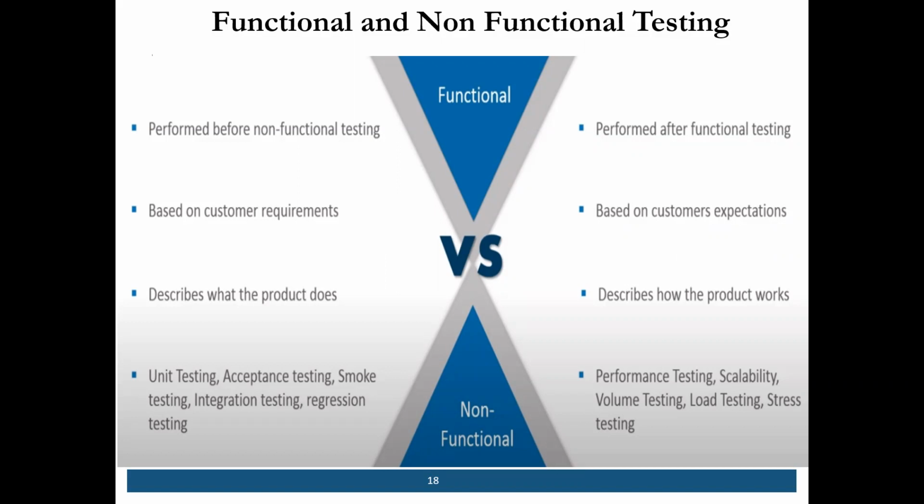So sanity and smoke together won't take much time, like 10 or 15 minutes. We have to tell them whether we are accepting the build or not. And then we start our detailed testing, like system testing, regression testing or retesting. All those things we will start.